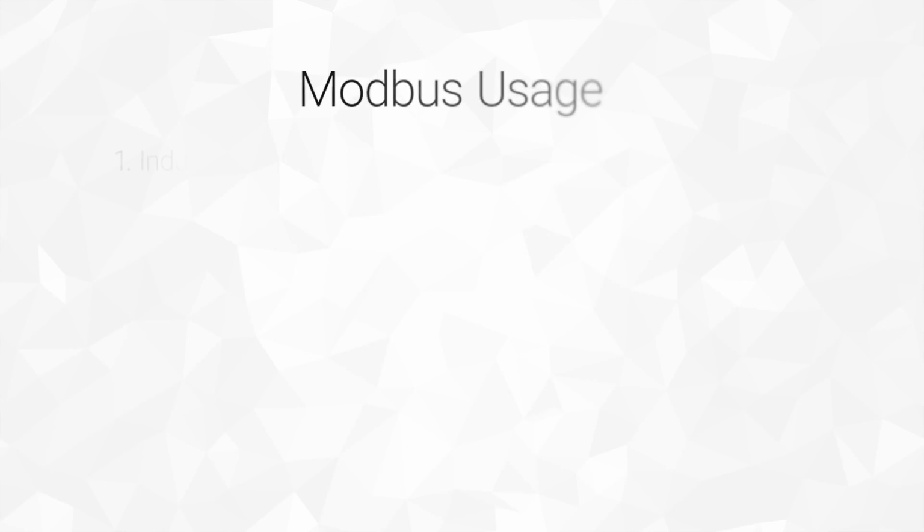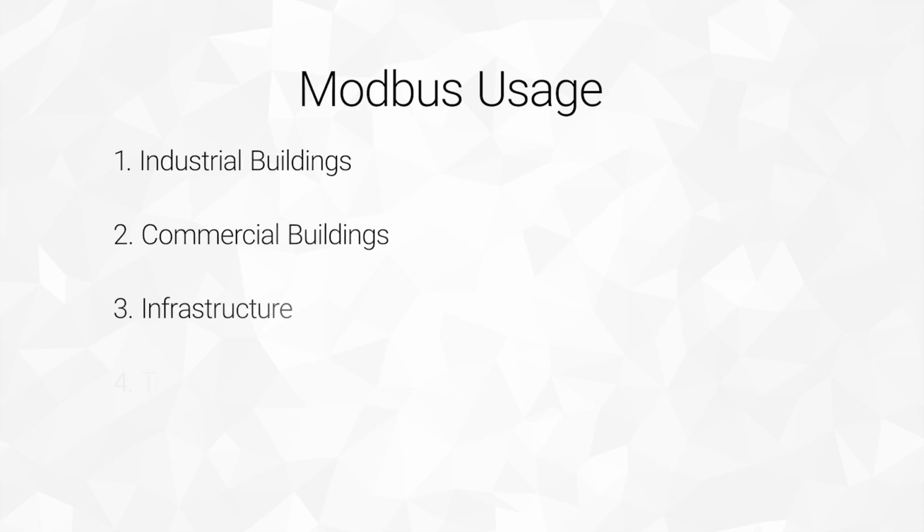Modbus is one of the most widely used network protocols in industrial environments because of its openness and simplicity. Because thousands of vendors have adopted the protocol, Modbus is not only used in industrial buildings, but can be found in many commercial building, infrastructure, transportation, and energy applications today. Let's take a look at the methods of transmission Modbus uses and how they operate on a basic level.